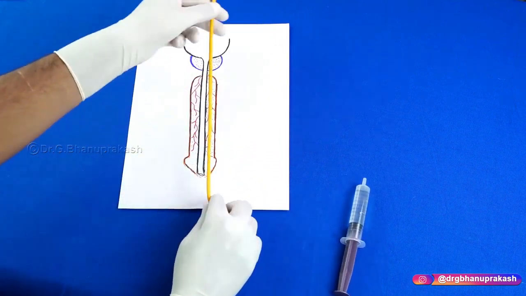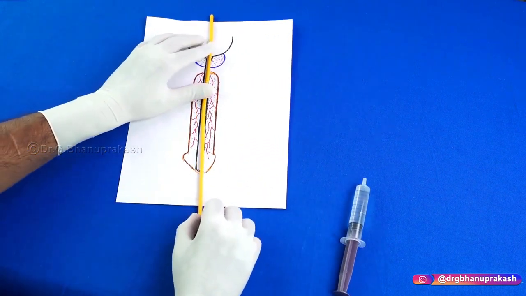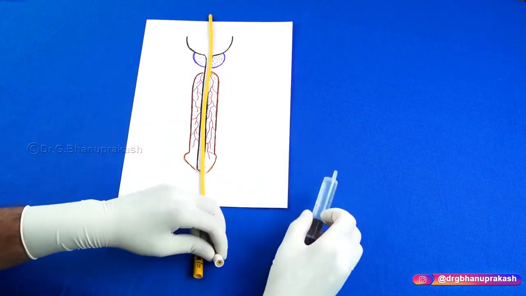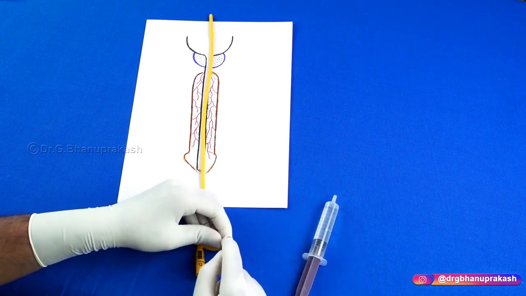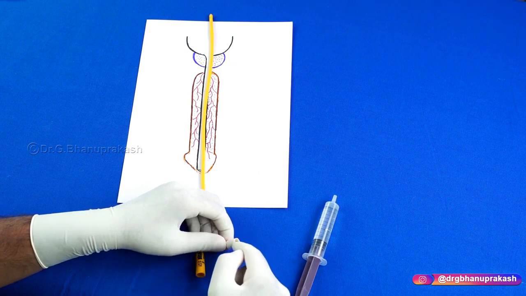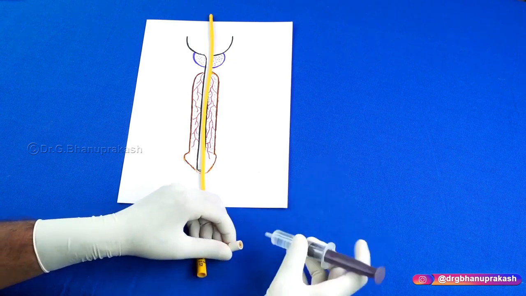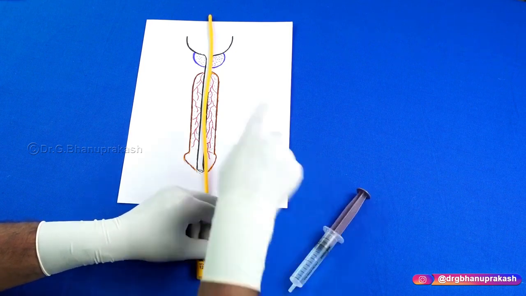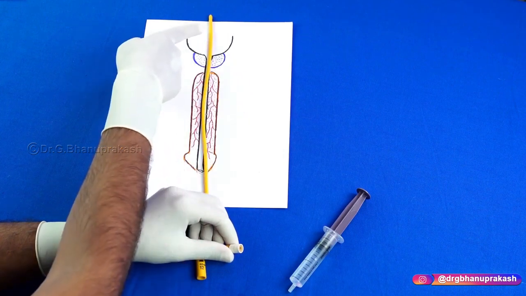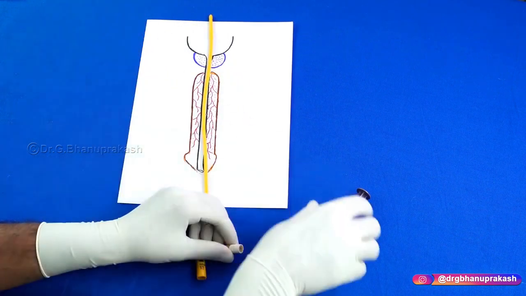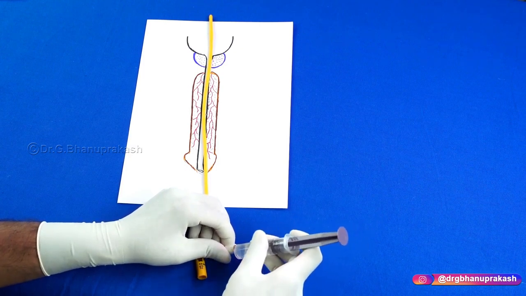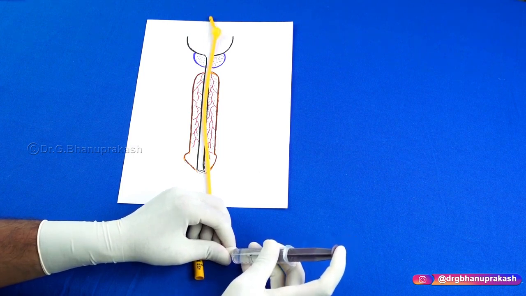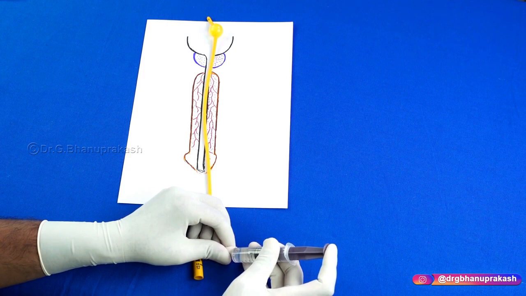So right now your Foley's catheter is inside the urinary bladder. Now I am going to take a 10 cc syringe, and I already told you that this opening, which is surrounded by the white strip, is called the balloon port. Now I am inserting this 10 cc syringe into the balloon port. All of you watch the tip of the urinary catheter, what is happening there. Now slowly I will push 10 ml of distilled water into the balloon port.